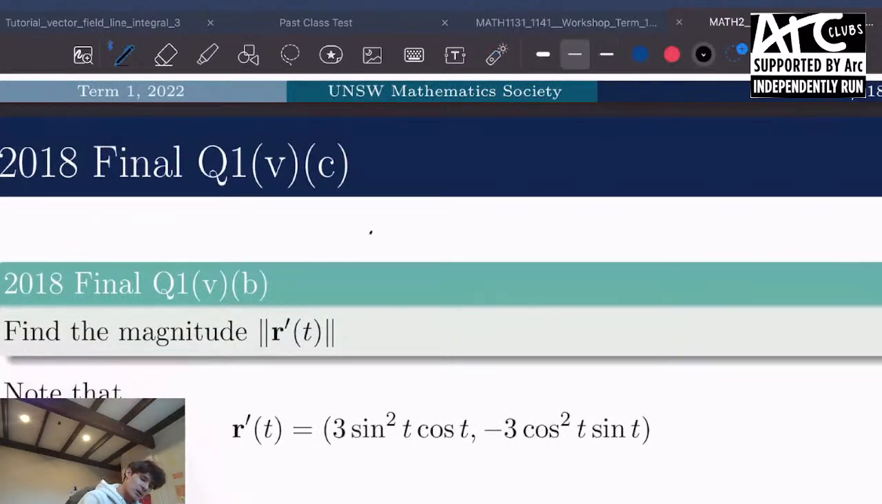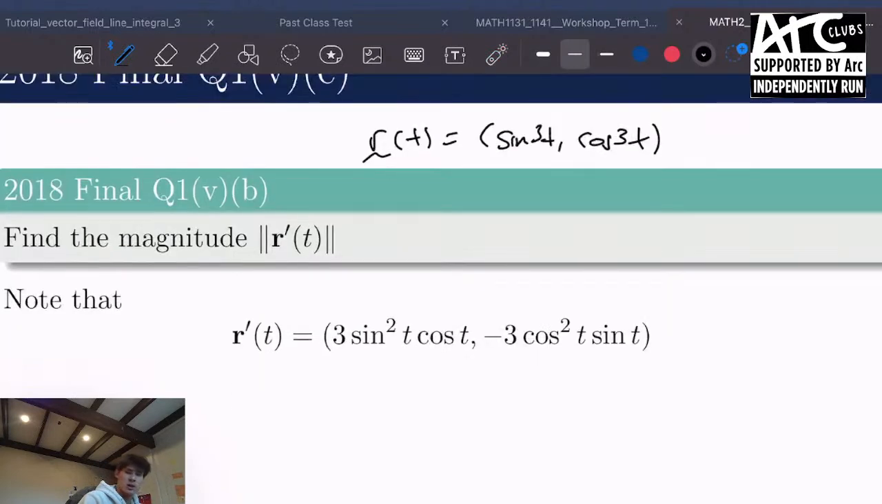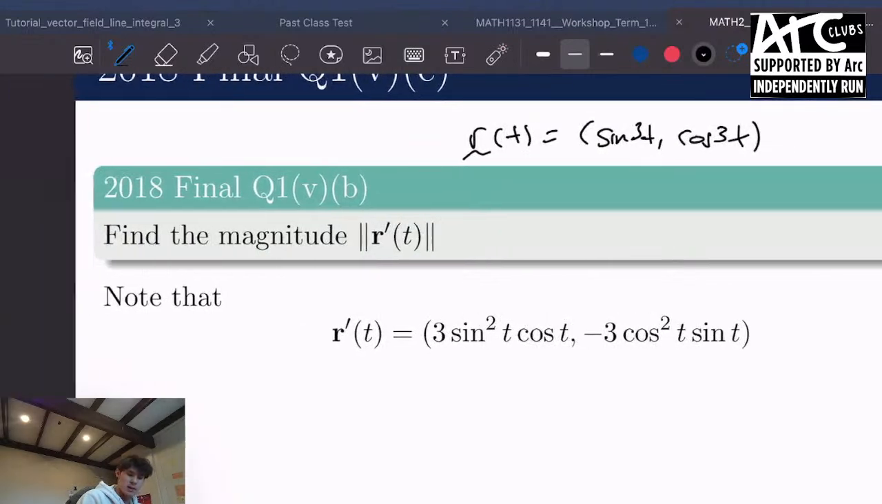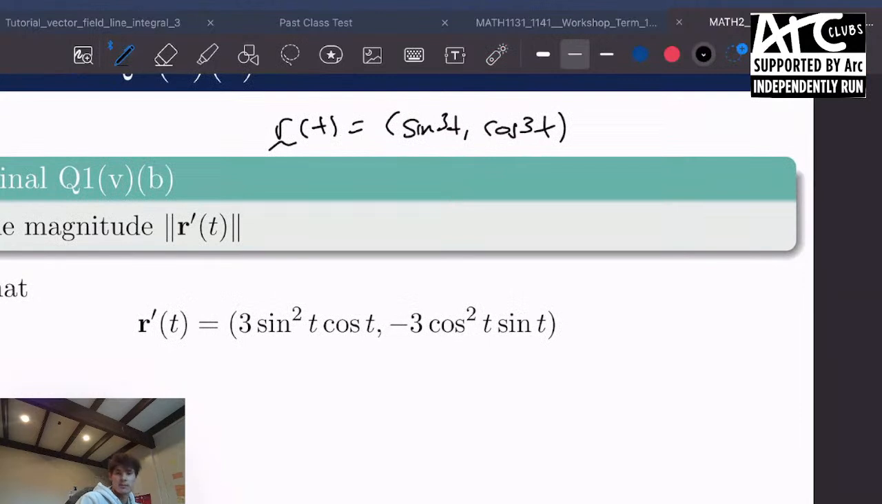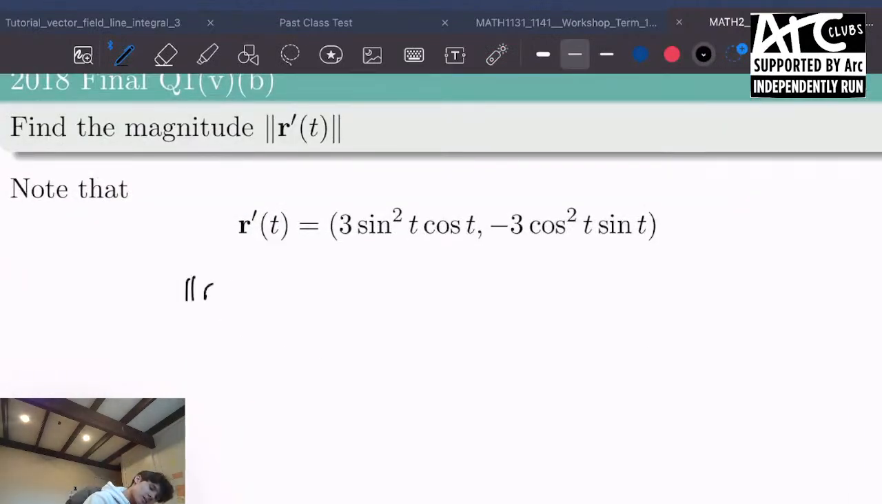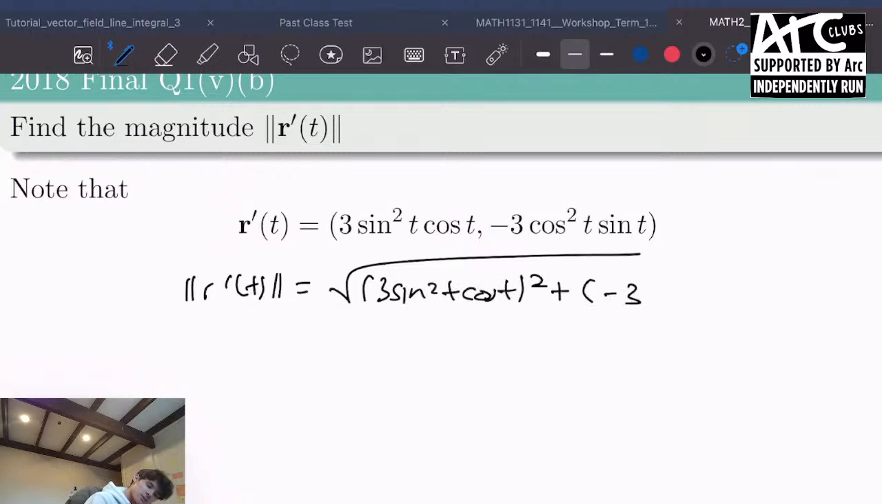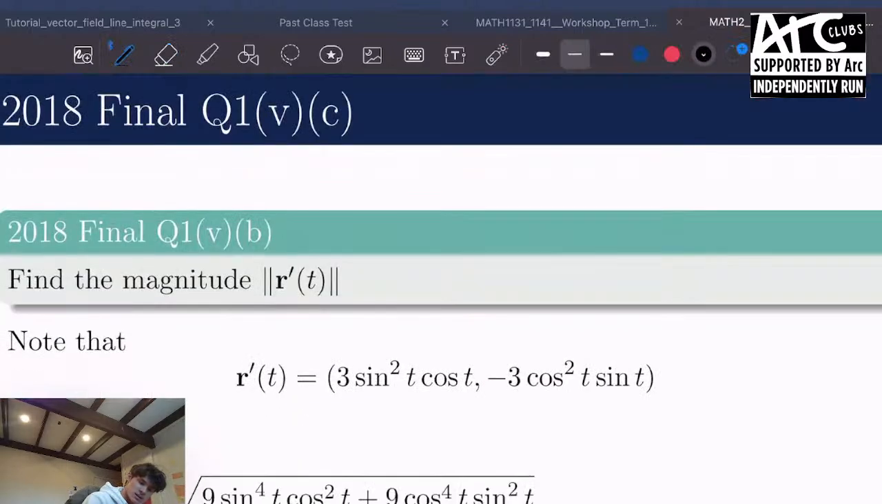So now what we want to do is remember our curve. We had some curve that was defined like this. And what we want to do is find the magnitude of its derivative. To find the derivative is just a matter of differentiating each of these individual components with respect to t. That should give us 3 sine squared t cos t minus 3 cos squared t sine t. Now to find the magnitude, remember this is just an ordinary vector, so we can calculate its magnitude by substituting components into Pythagoras' theorem. And when we actually compute this, what we should get is this expression here.